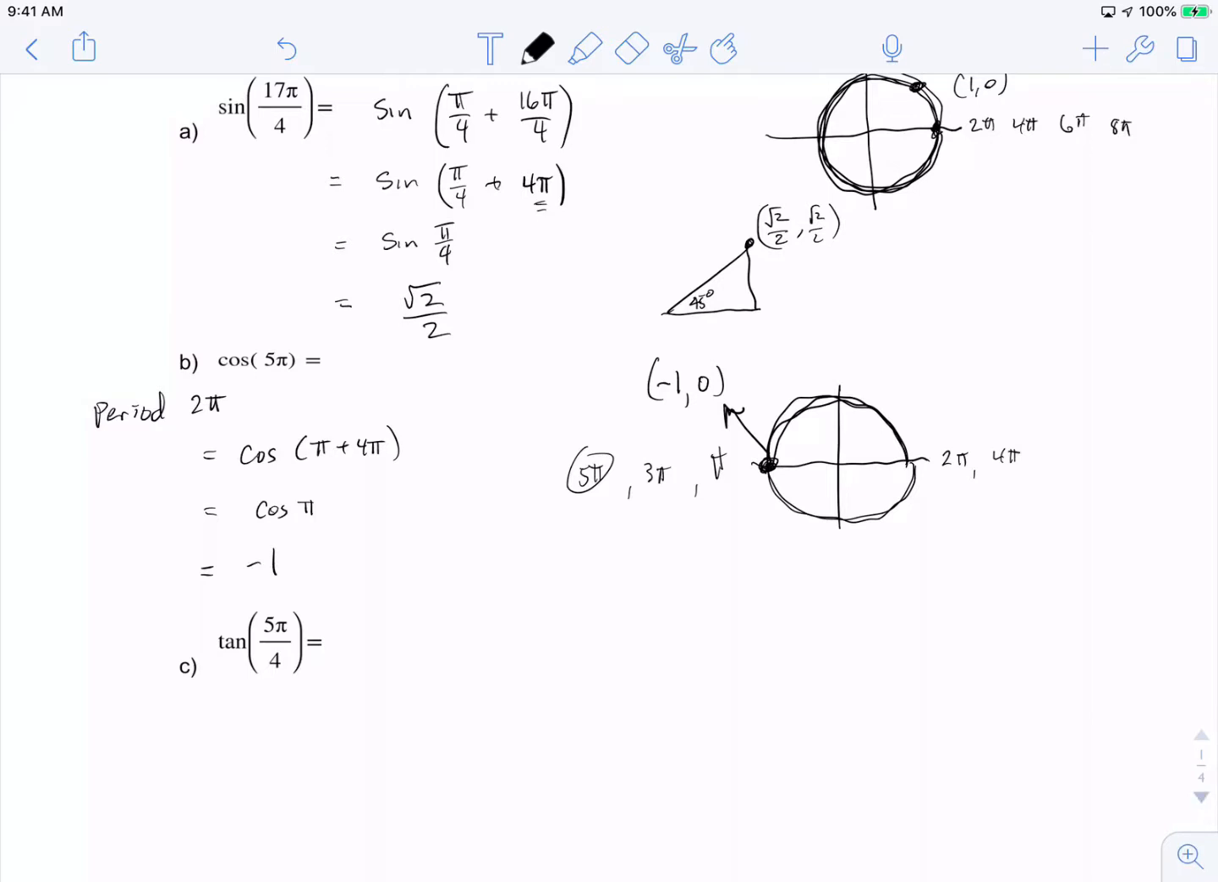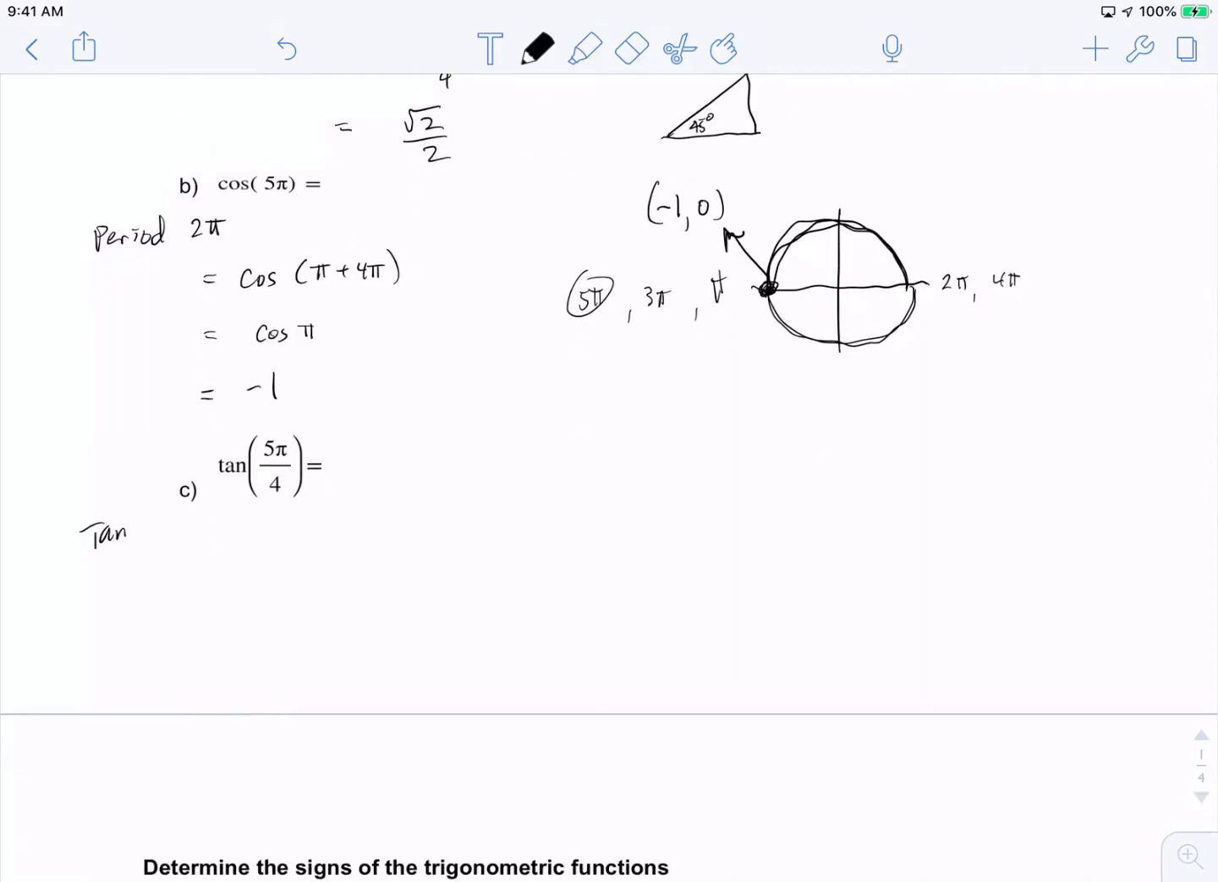All right, let's try it for a different period. So tangent, we know that tangent has a period of pi. So the period for tangent is pi. Now when we look at this, we want to break this down in terms of a pi distance. So we're going to go pi over 4 plus 4 pi over 4. And we can see that this is pi over 4 plus pi. And again, what we're doing here is we know that tan of pi is going to be 0.